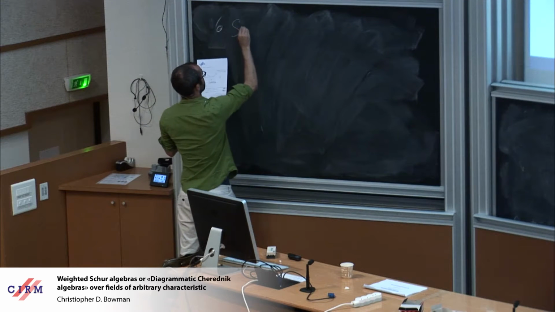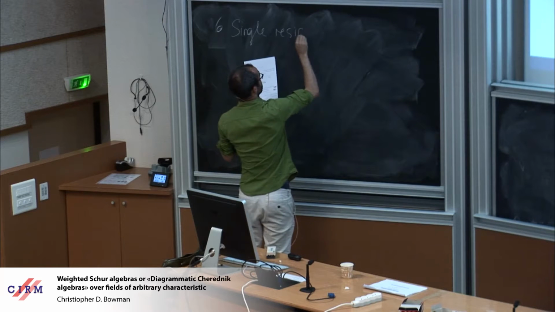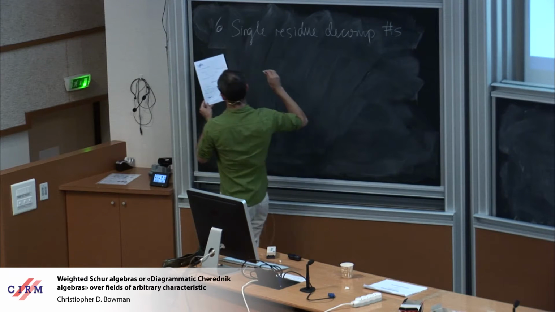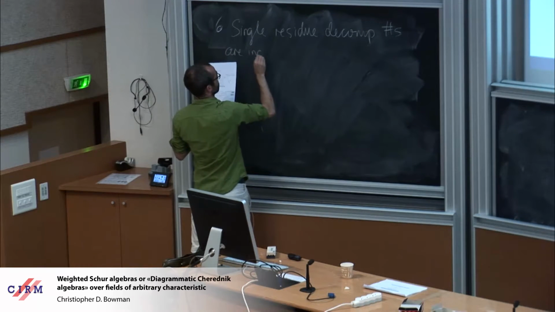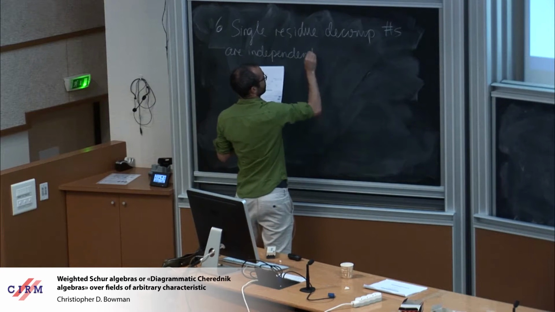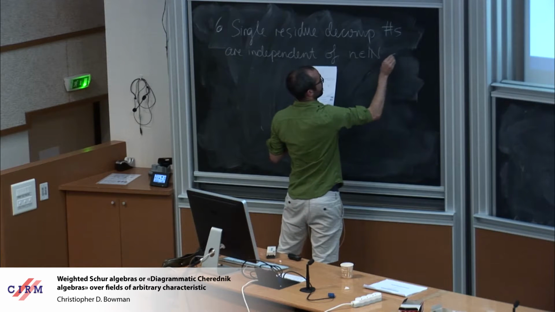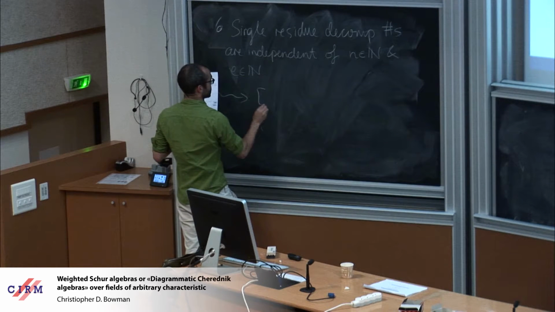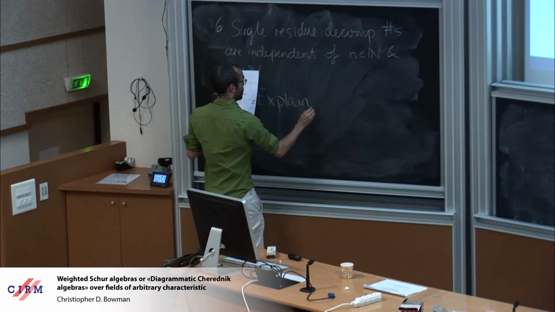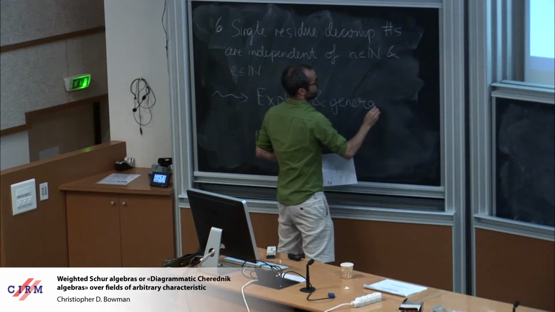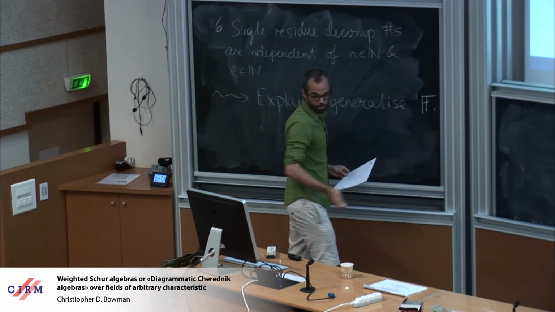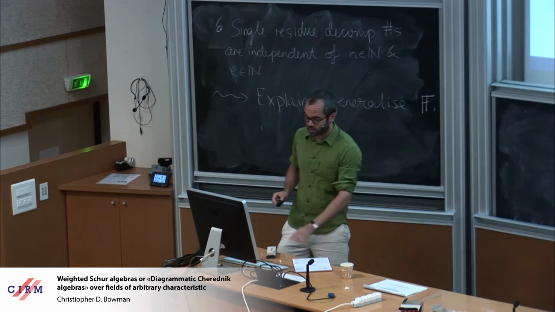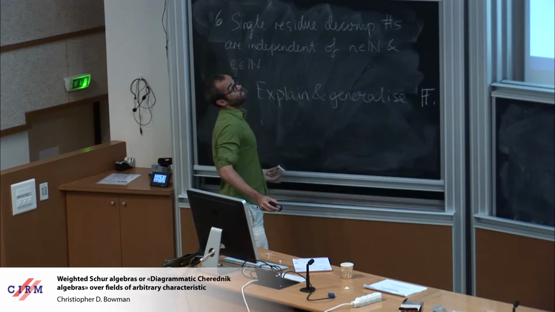We have single residue decomposition numbers that are independent of n and e, the quantum characteristic, and we're going to explain this and generalize. And again, everything we're going to do is going to work over arbitrary f. So I'm going to let gamma be a multi-partition which has no removable R nodes. So that's where I'm going to start from.